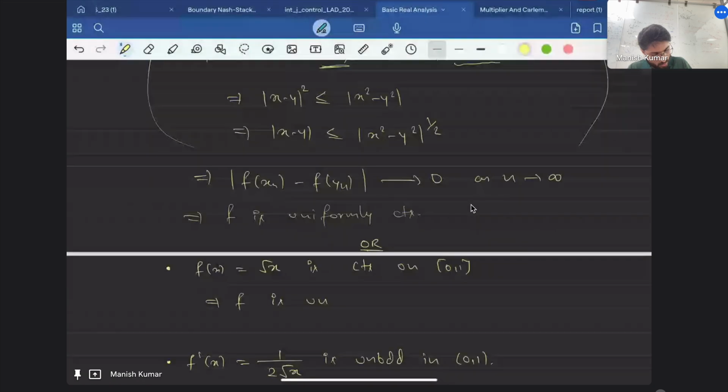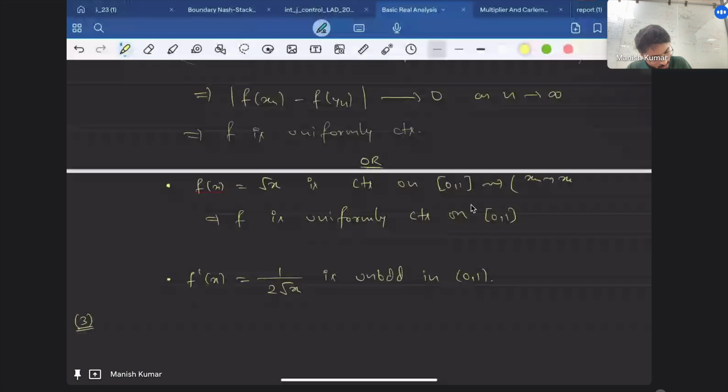But the thing is, this would be much easier, because here if you want to use the sequential criterion, you will say xn goes to x naught, then you will say √xn goes to √x naught. And this will imply continuity. And then this will tell you f is in particular uniformly continuous on [0,1]. So this may be another way of looking at it.